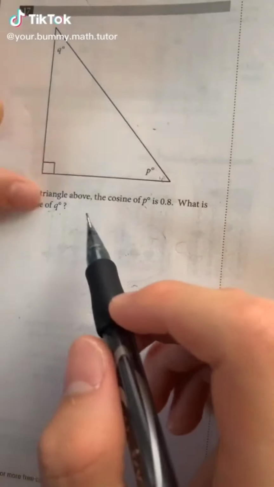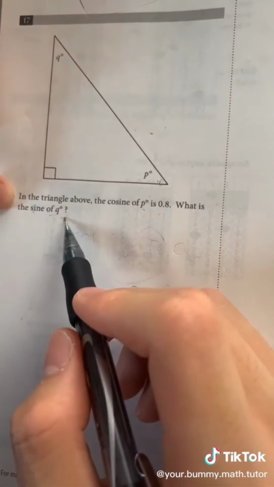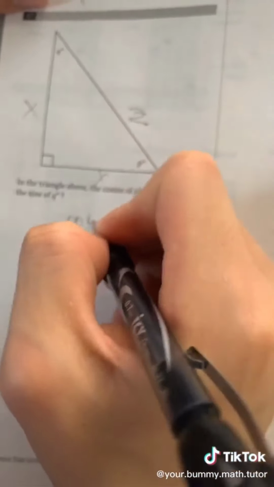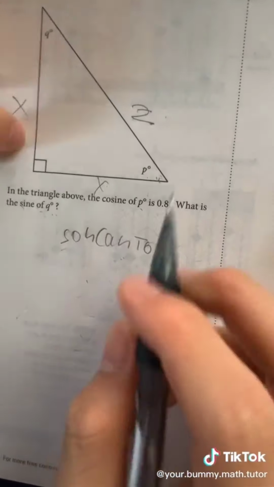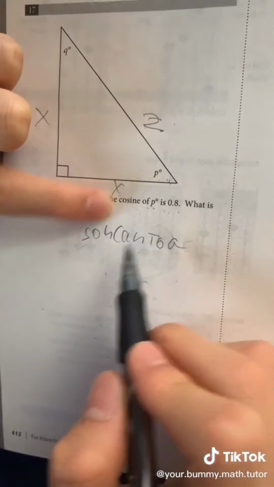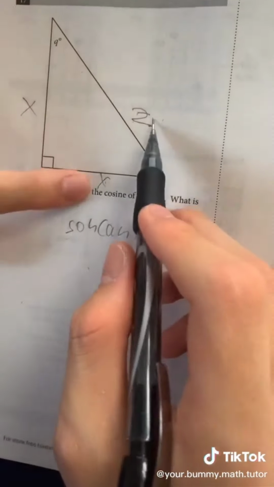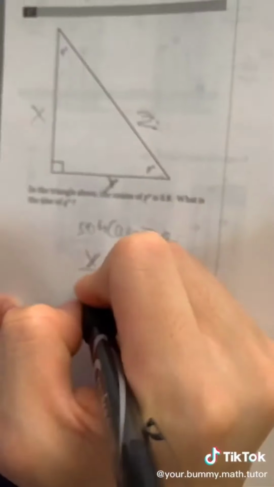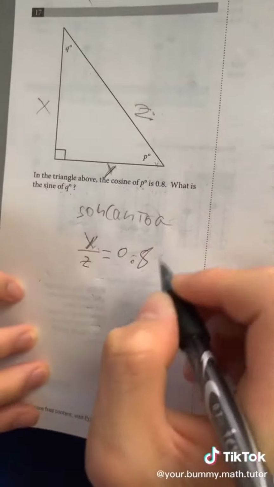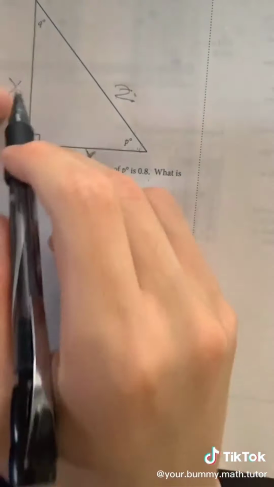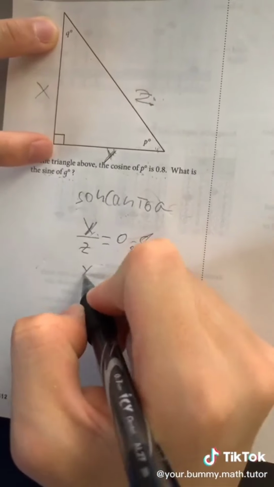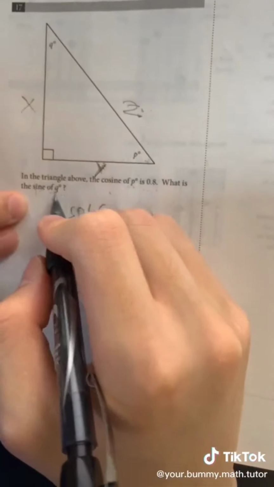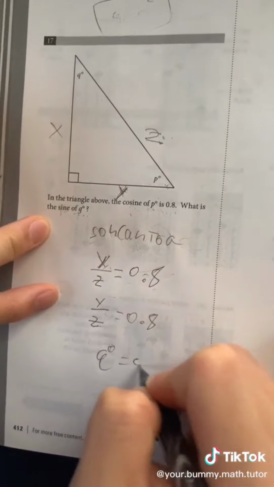Alright, question 17. In the triangle above, the cosine of P is 0.8. What is the sine of Q? So let's assign the sides X, Y, Z. Using SOHCAHTOA, which you might have learned in trig, the cosine of P is 0.8. So the cosine, which is adjacent over hypotenuse, is Y over Z, is equal to 0.8. Alright, what is the sine of Q? Sine is equal to opposite over hypotenuse, which is also Y over Z. And Y over Z is equal to 0.8. So therefore, the sine of Q is equal to 0.8.